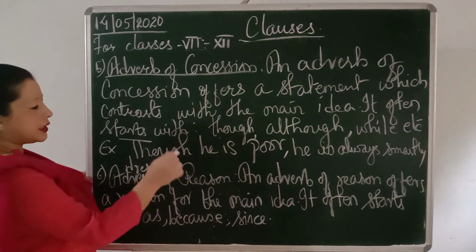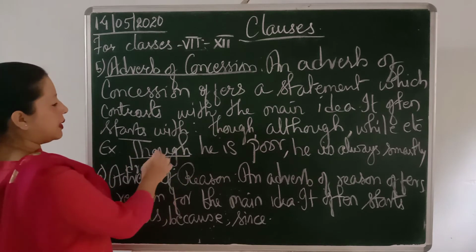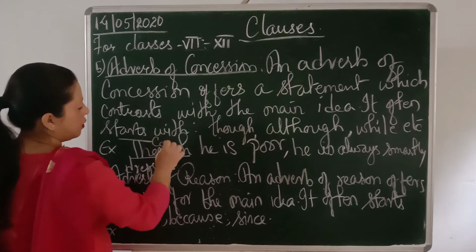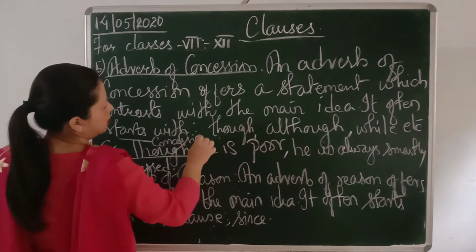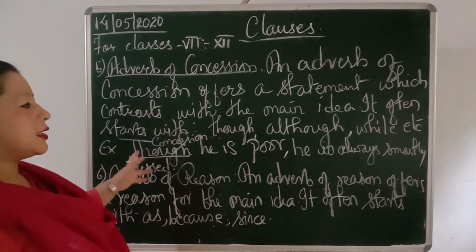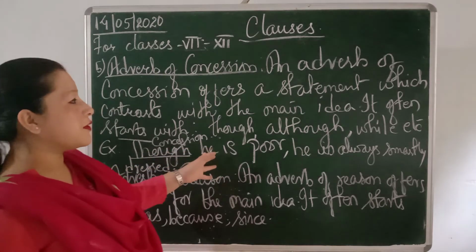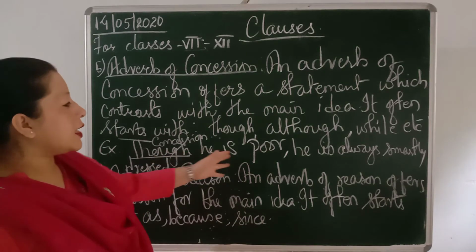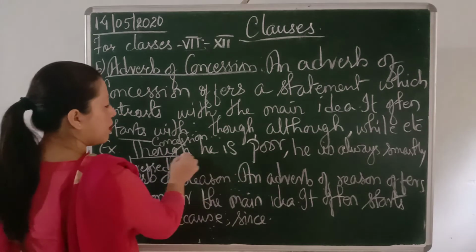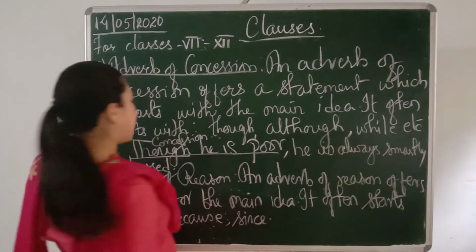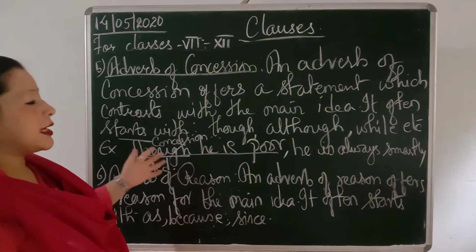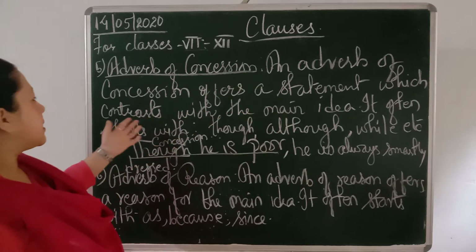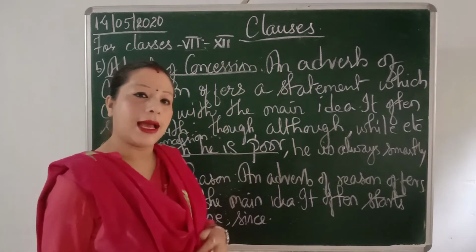So here the sentence has started with though, and this though is an adverb of concession. With the help of this word, the sentence which has been created has a contrast with the main idea. Though he is poor, he is always smartly dressed. So this sentence gives out the concession, or we can say a contrast with the main idea.